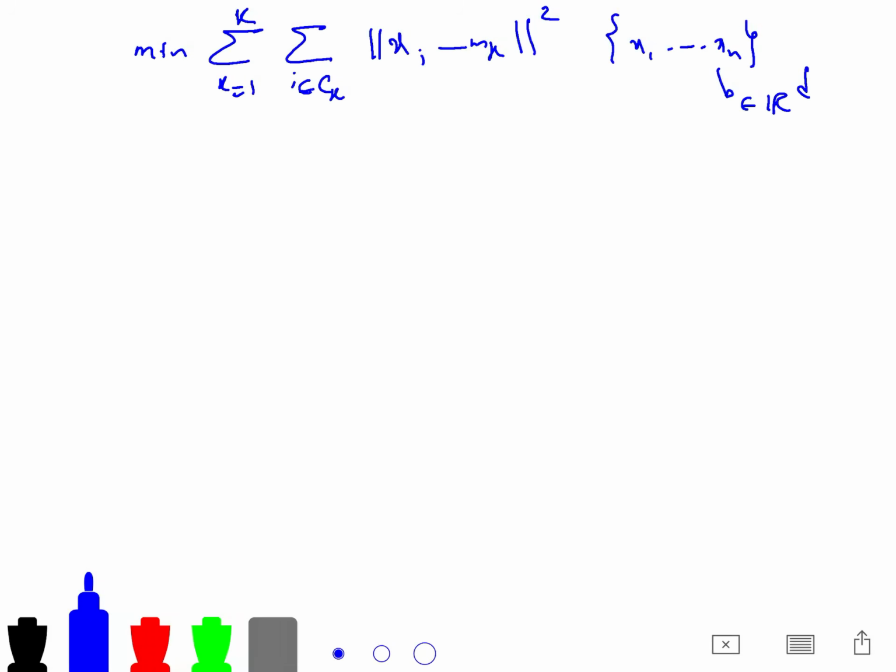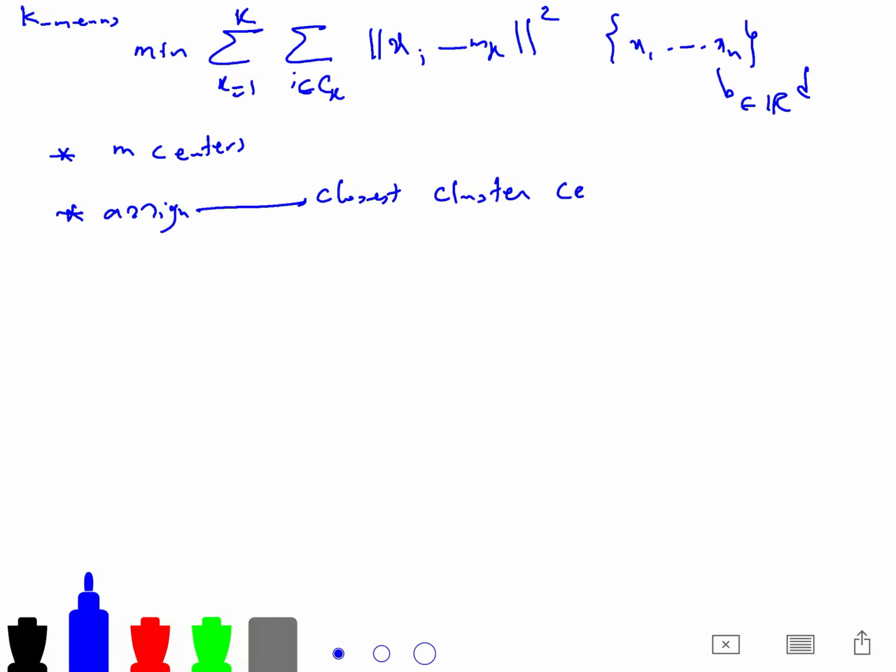The algorithm for K-means is this: we start with K centers. We assign all points to the closest cluster center, and then we define new clusters as the mean vector of the current clusters. The problem is that it ends in a local optimum, and everybody knows that. So the solution depends on initialization.